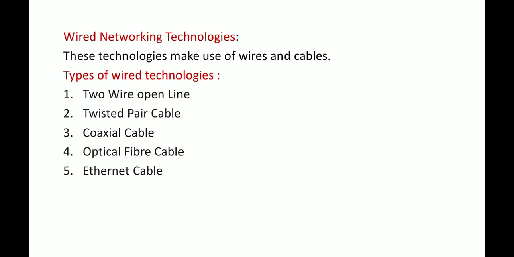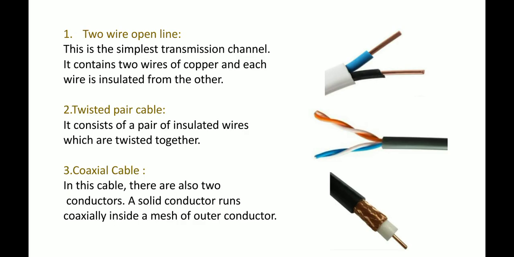Next one is wired networking technologies. The types of wired networking technologies are two wire open line, twisted pair cable, coaxial cable, optical fiber cable, and fifth, Ethernet cable. So the first one is two wire open line.